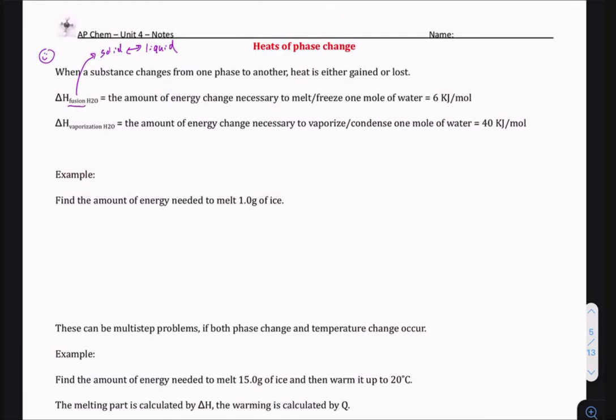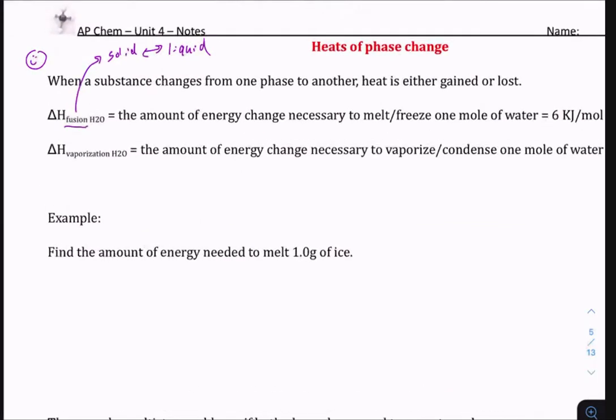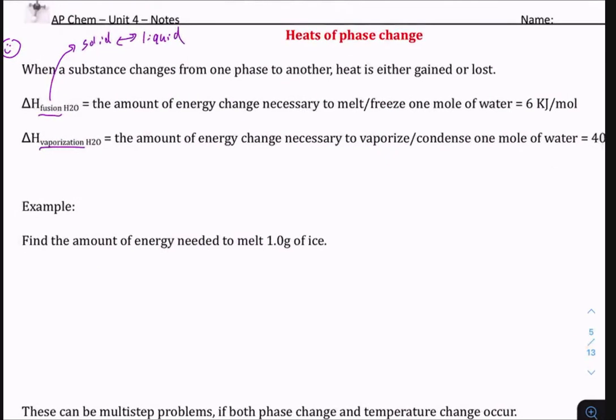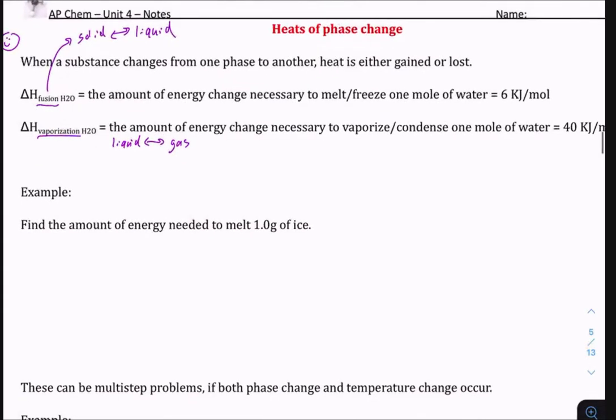Okay. So another term is the heat of vaporization. Vaporization refers to the amount of energy needed to go from the liquid state to the gas and vice versa. So are you vaporizing it or are you condensing it, right? Condensing, going from gas to liquid.